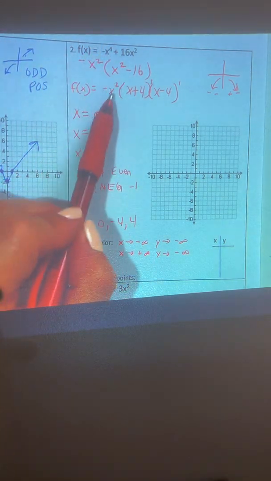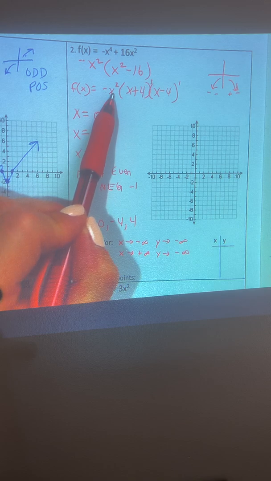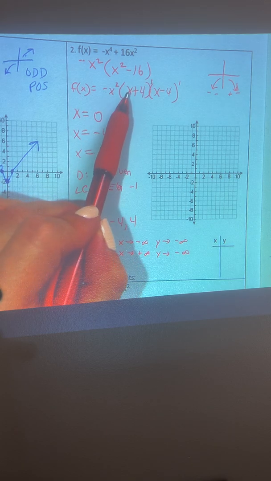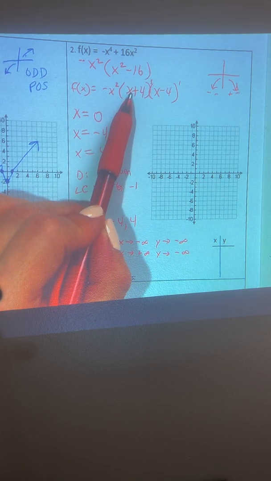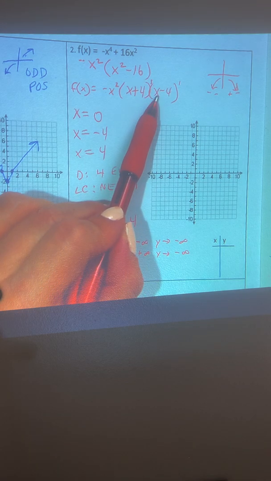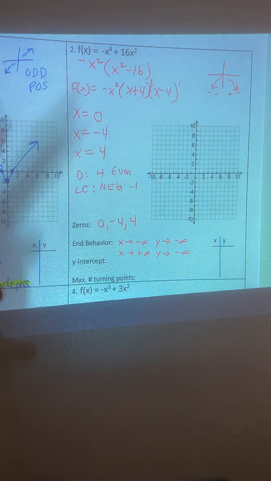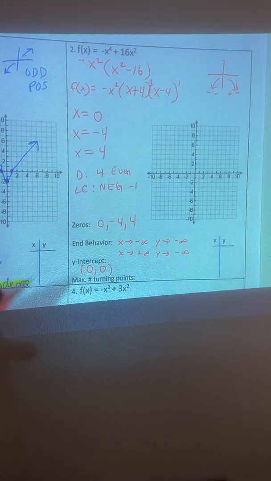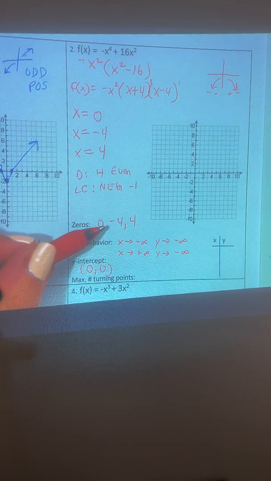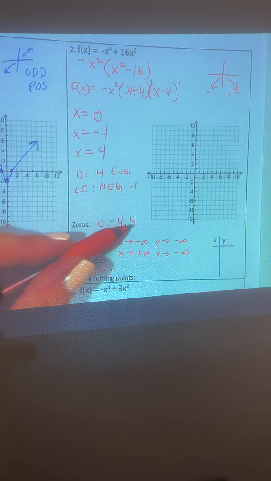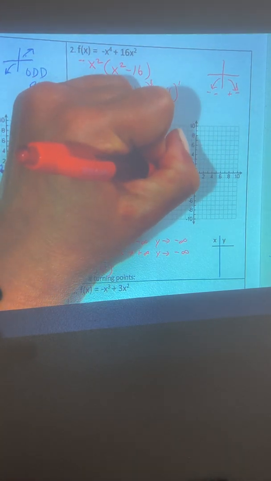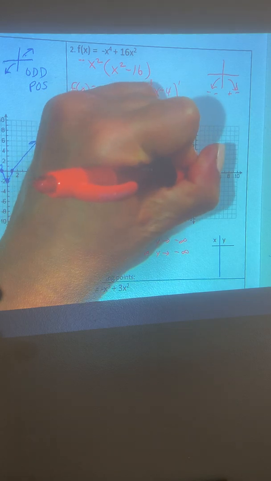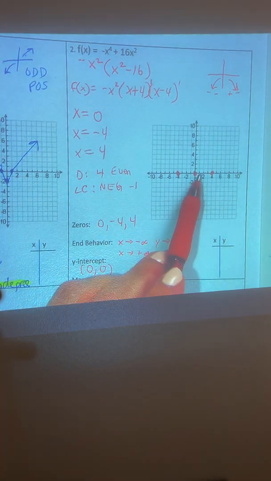All right, my y-intercept, let x equal 0. 0 times 4 times 4, times -4 is still 0. So my y-intercept is 0, 0. Okay, so I'm going to plot 0, -4, and positive 4. And 0, 0 is still there.